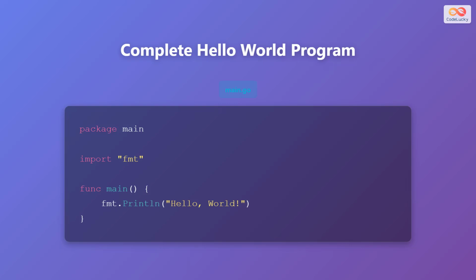Here's the complete Hello World program in Go. You can see the package declaration at the top, followed by the import statement for the fmt package. And finally, we have the main function that prints out our message.